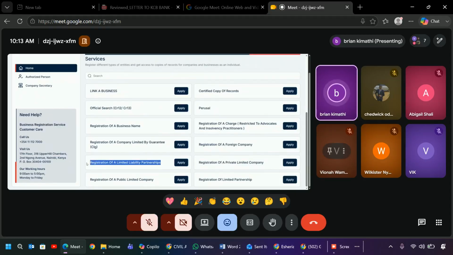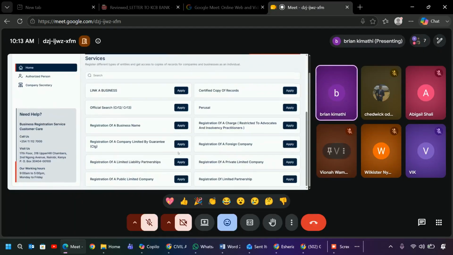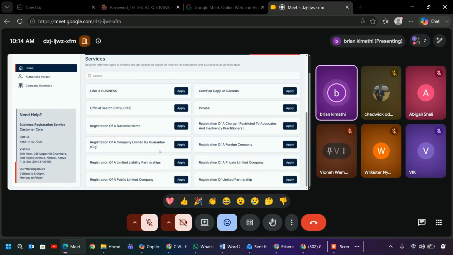Then registration of limited liability partnerships, registration of a public limited company, and charges. Charges are restricted to advocates and insolvency practitioners. Then registration of a foreign company, registration of a private limited company, the one that we have just seen, and then registration of a limited partnership. Please, when you have time, click any of these applications and complete it to the end.